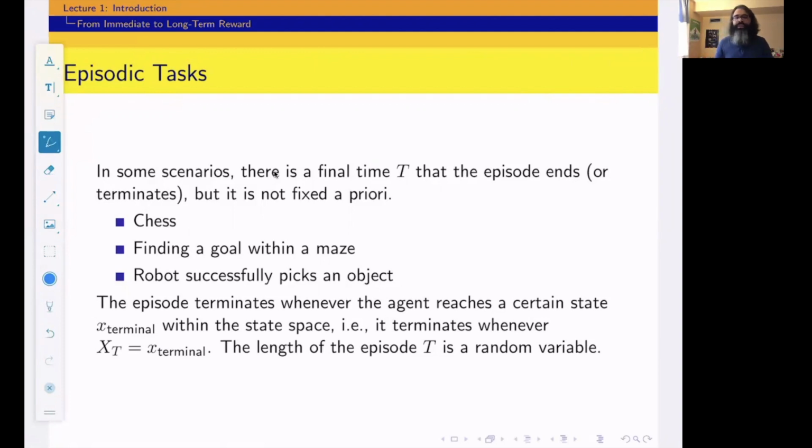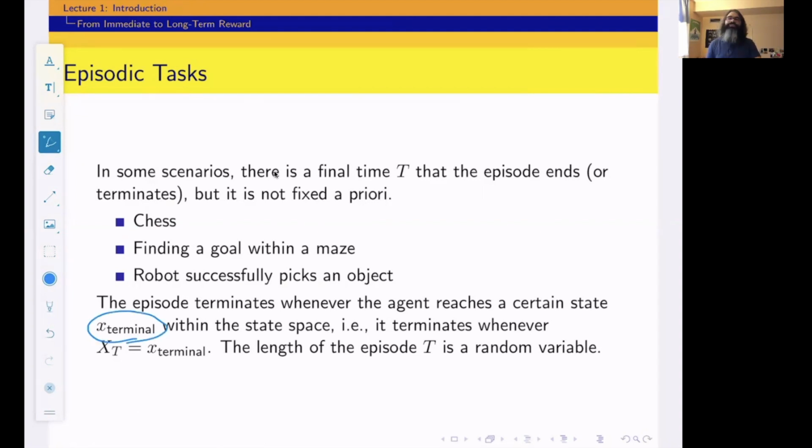For example, in a game of chess, the game ends at some point, but it might be in 30 steps or 100 steps. Or if you are in a maze, finding the goal might take 20 steps or 100 steps. We don't know, but it ends. Or a robot successfully picks or reaches an object. We go until that point and then the episode ends. So we say that the episode terminates whenever the agent reaches a certain state within the state space. We call it the terminal state.